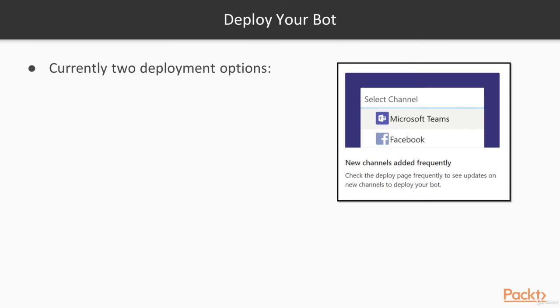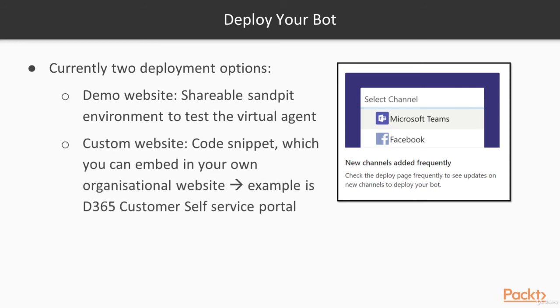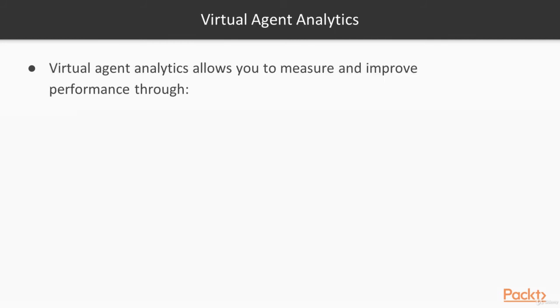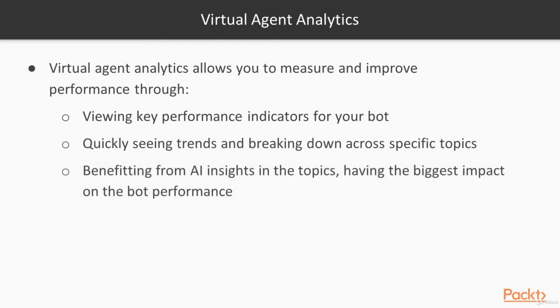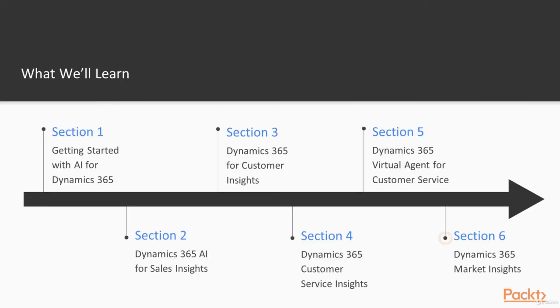You'll see how you can configure your own virtual agent, build your own topics and conversation flows, all without writing any code at all, which is going to be really powerful. We'll see how we can extend bot capabilities with variables and flow integration, and also track virtual agent performance with analytics. Lastly, in section 6, we'll then look at Dynamics 365 for Market Insights, and we'll conclude our training course.